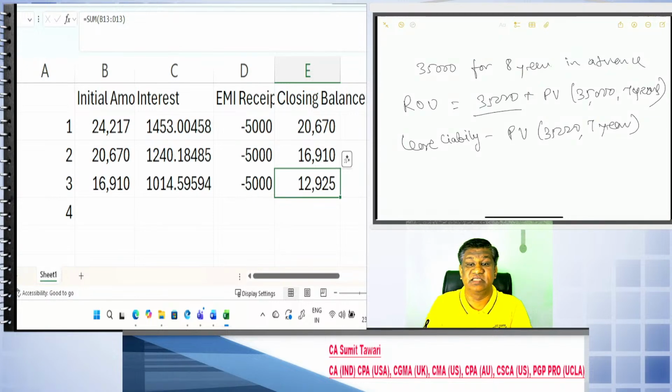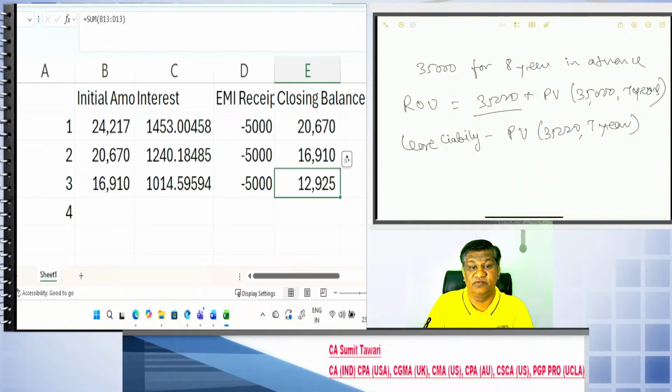So this is my lease expenses. Lease payment is 35,000. So closing balance is, this is my opening plus interest and plus the lease payment. That is my closing balance, 180,000.